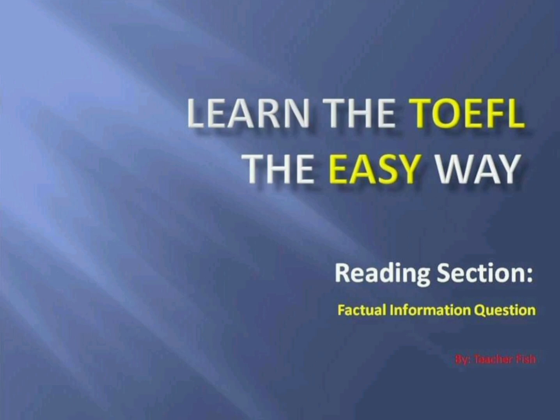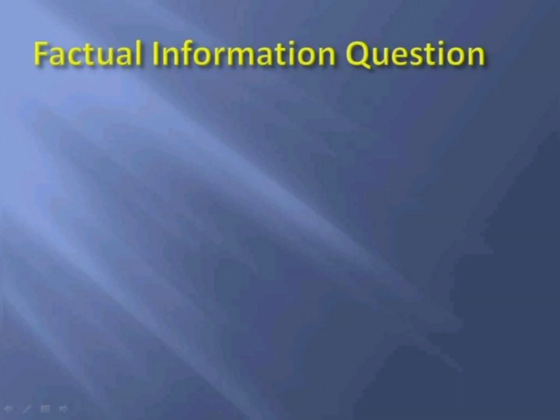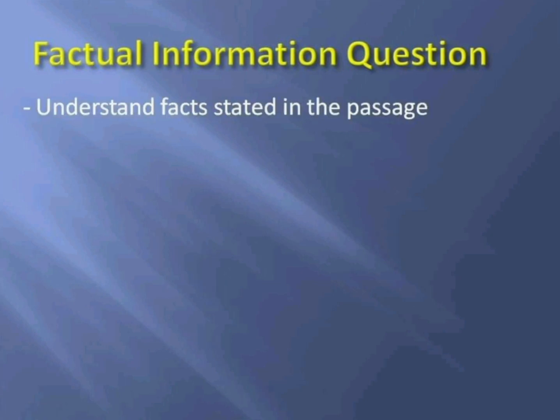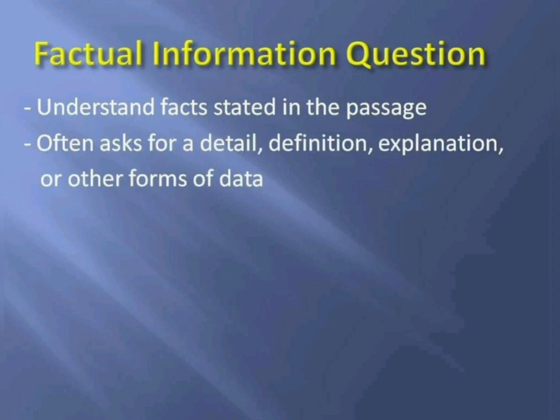For today's lesson, we will learn about a reading section question type called Factual Information. This question type is one of the frequently asked questions in the reading section, so it is very important that we know how to answer it correctly. Factual information question requires the test taker to understand facts in a passage. This question asks about a detail, definition, explanation, or other forms of data.